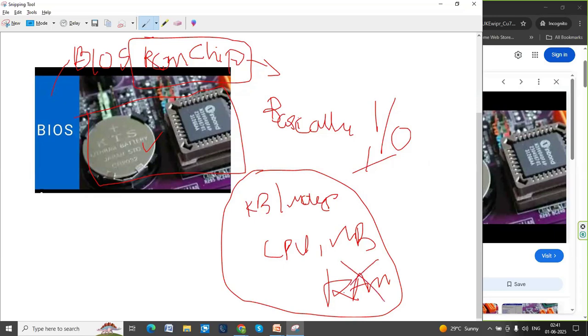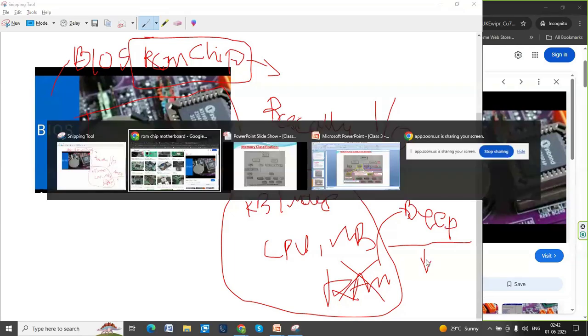Consider if your RAM is not working, how will it show the indication? You will get beep codes. A single long beep code you'll get. That beep code is nothing but an indication that your RAM is not working. See here.